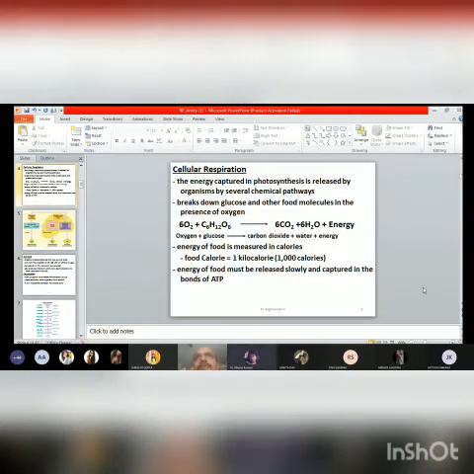The general reaction of this is like this. We burn a molecule of glucose with the help of 6 oxygen molecules to release 6 molecules of carbon dioxide and 6 molecules of water, releasing energy. And what we generally see is we measure energy in terms of calorie.